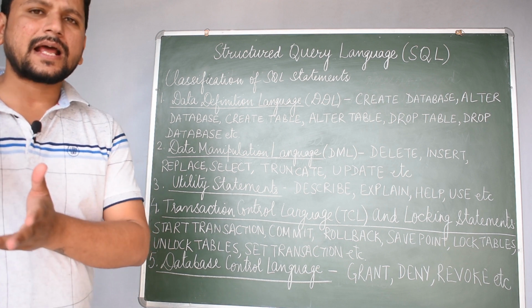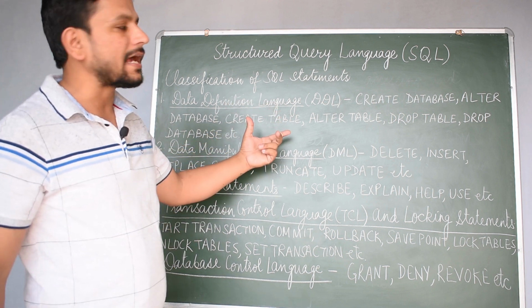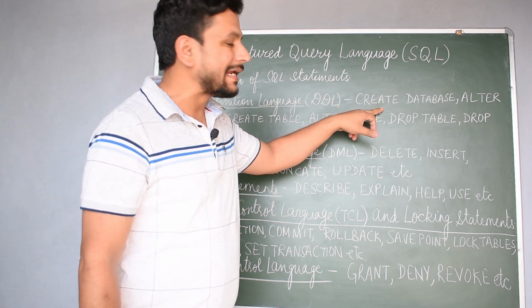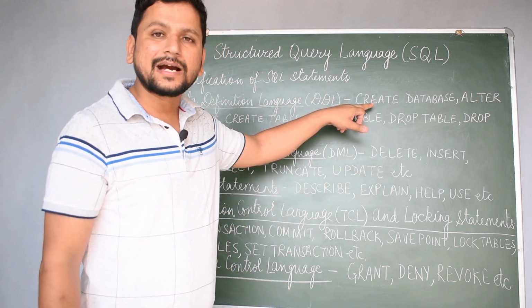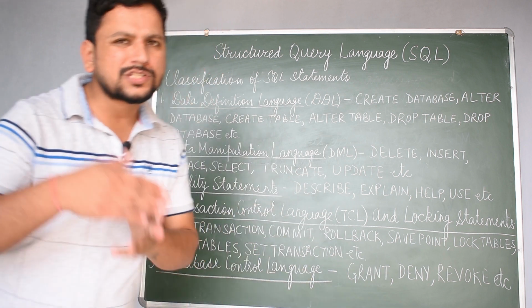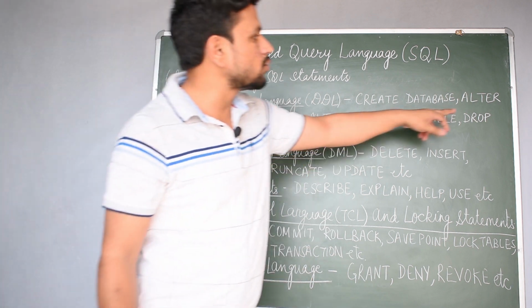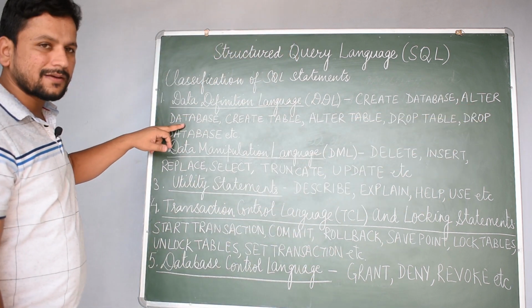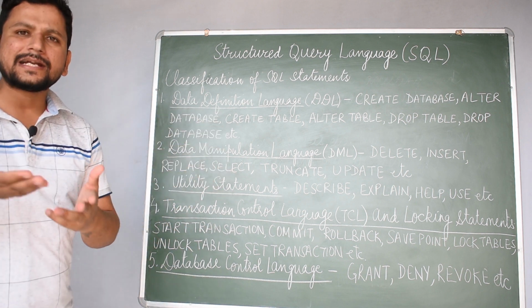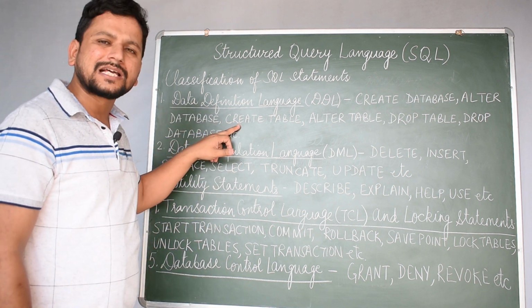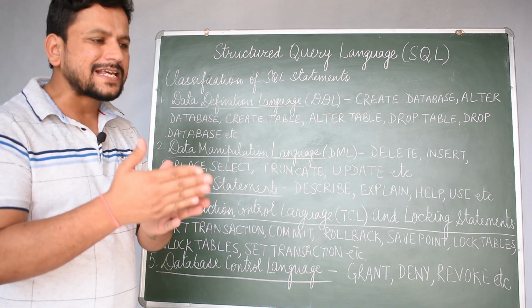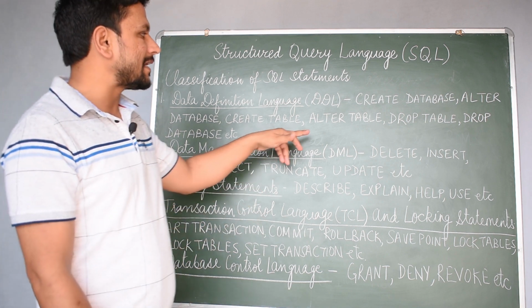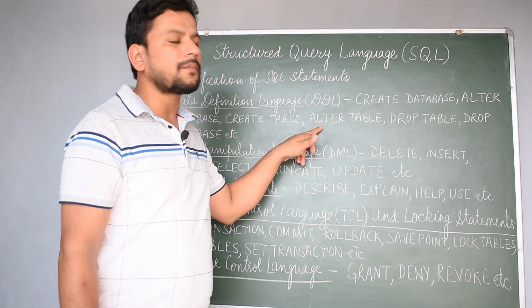So the different commands under this category are create database. Suppose we want to create a database, we have to use the create command. Suppose we have to change the database, in that case we have to use the alter command, alter database. Suppose we have to create a table, in that case we use the create table command. Suppose we have to change the structure of a table, in that case we have to use the alter table command.